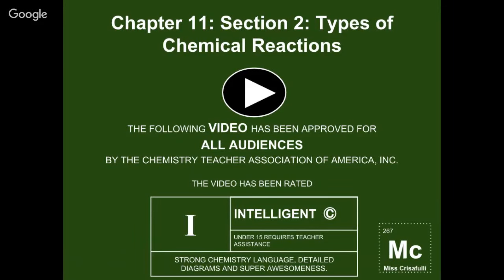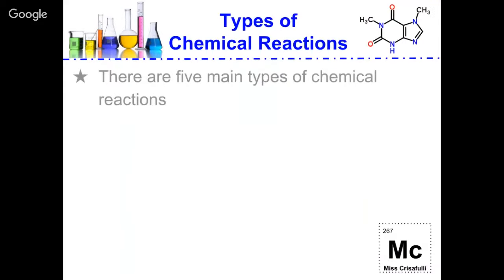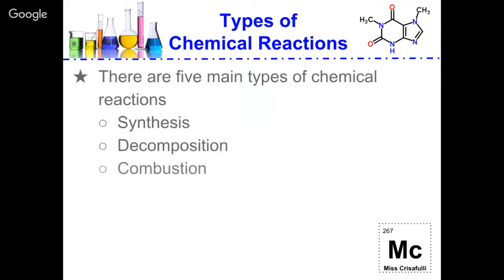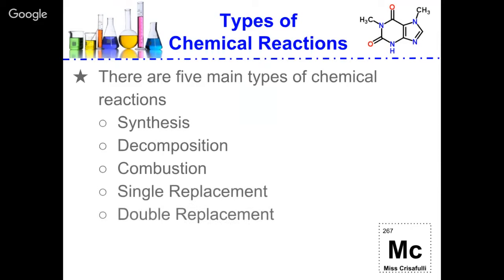Accelerated Chemistry students, this is Ms. Crisafoli, and this is your Chapter 11, Section 2 notes all over types of chemical reactions. So there are basically 5 main types of chemical reactions: synthesis, decomposition, combustion, single replacement, and double replacement.